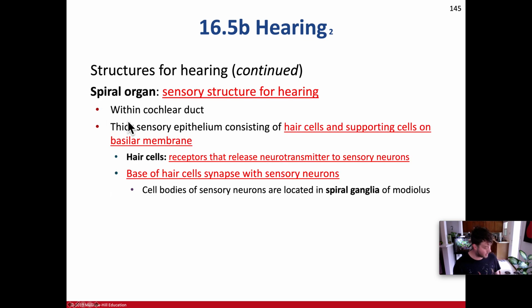Also within the cochlea is the spiral organ, which is a sensory structure for hearing. You might also hear this called the organ of Corti. This is within that cochlear duct. It's a thick sensory epithelium consisting of hair cells and supporting cells on the basilar membrane. We'll see that hair cells play a very important role in hearing and equilibrium. Your hair cells are receptors that release neurotransmitter to the sensory neurons, and the base of the hair cells synapse with those sensory neurons in the ganglia of the modiolus.